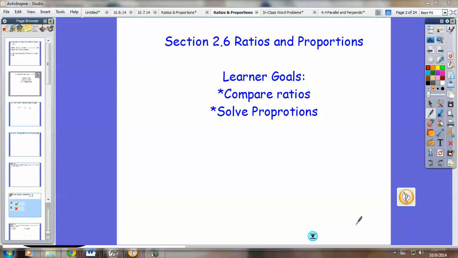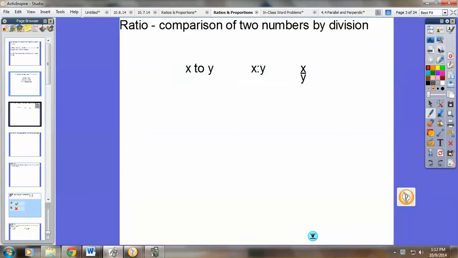The second thing is we're going to solve proportions. A proportion, which you will learn here in a second, is when the two ratios are equal. So some of them will be set up as an equation. Some of them are going to be proposed to you as word problems where you're going to set up an equation and solve yourself. And we'll cover both of those things today.